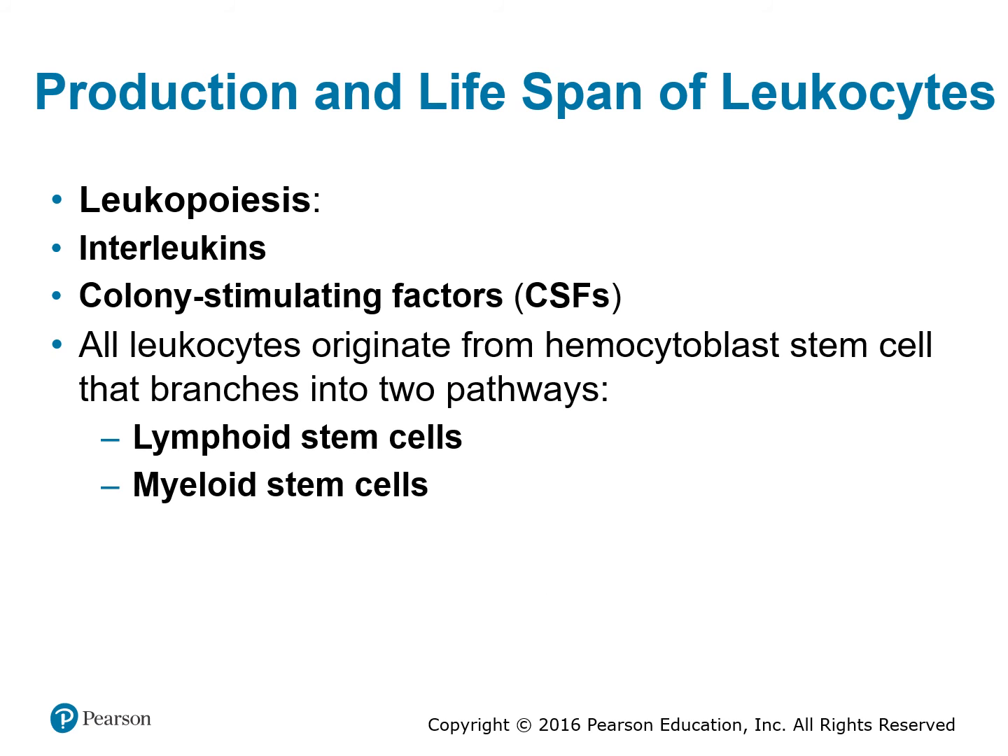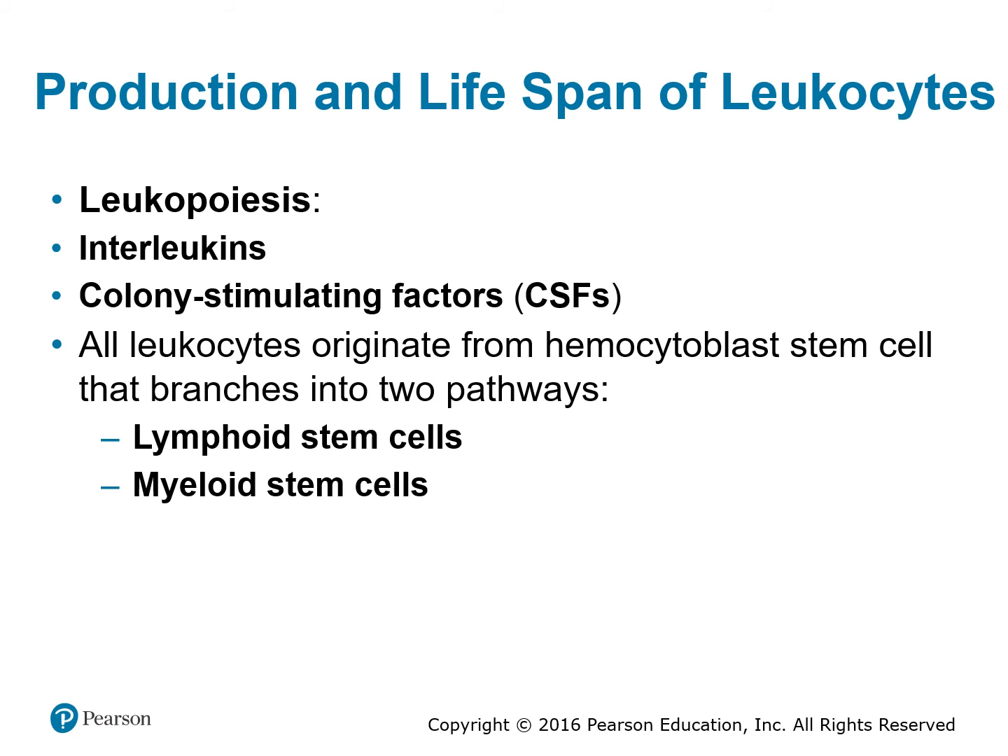Leukopoiesis is the production of white blood cells, which are stimulated by two types of chemical messengers from the red bone marrow and mature WBCs. The two types of chemical messengers are interleukins, which are numbered IL-1, IL-2, IL-3, 4, 5, and so forth, and colony stimulating factors, also known as CSFs. And they are named for the white blood cell type that they stimulate. For example, the granulocyte CSF stimulates granulocytes.